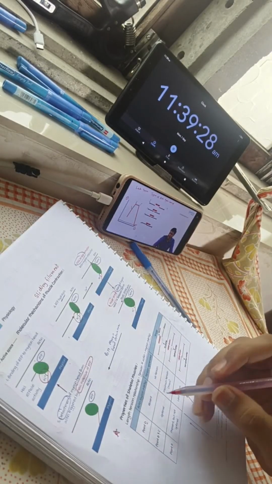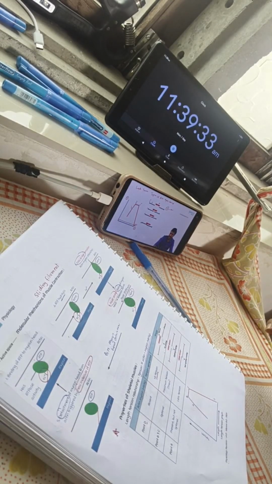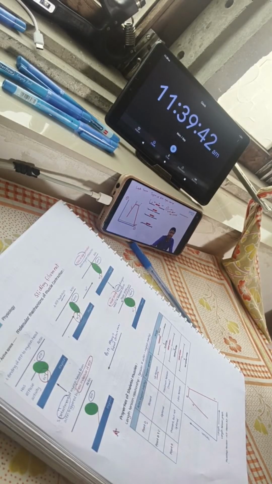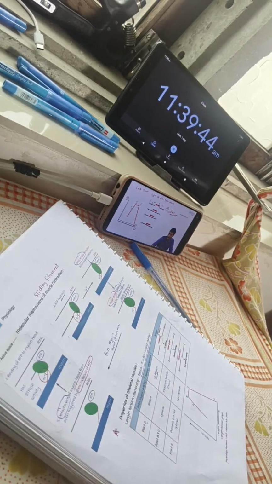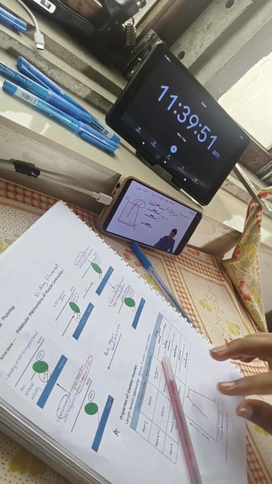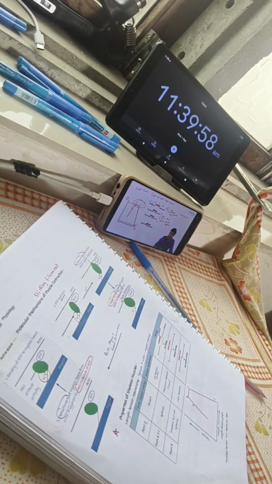Point D, the tension is minimum. Why is that? See guys, this is our myosin. This is our actin. Overlap perfect, they are optimal. Is this true? Yes, there is optimal overlap between actin and myosin.